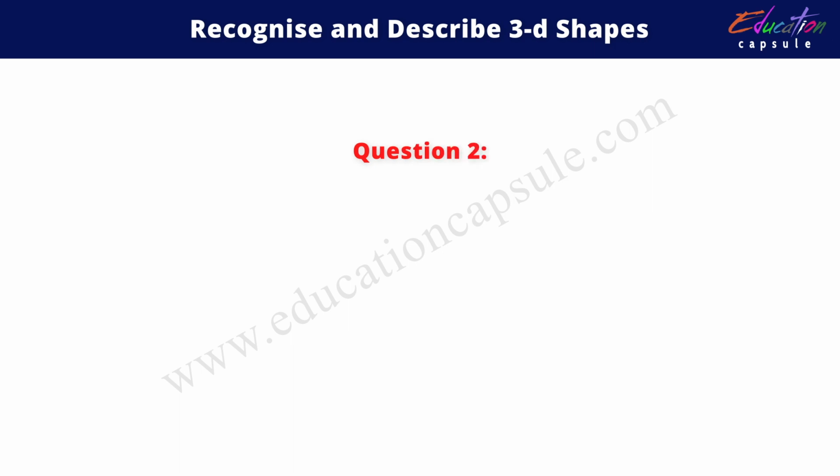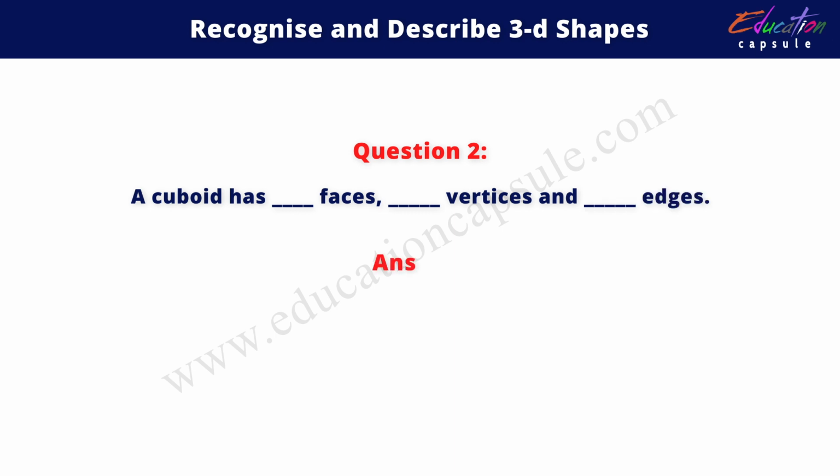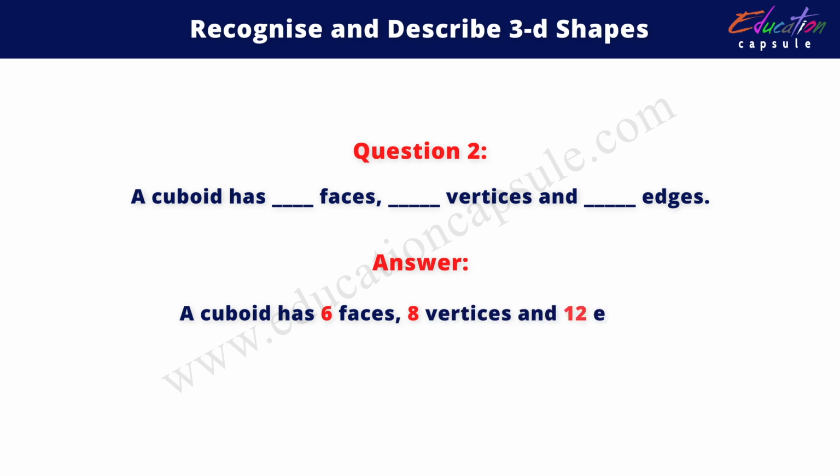Question 2. A cuboid has blank faces, blank vertices, and blank edges. A cuboid has 6 faces, 8 vertices, and 12 edges.